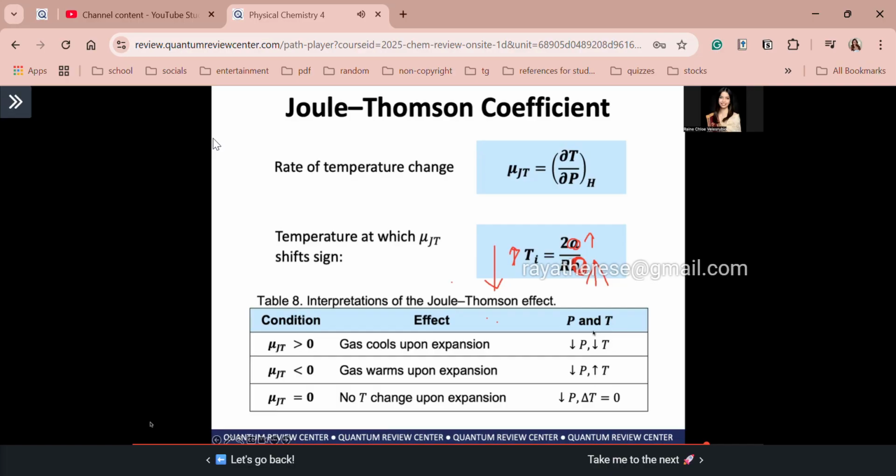Next, if mu JT is less than 0, the gas warms upon expansion. The conditions for that are low pressure and higher temperatures. And lastly, if mu JT is equal to 0, there is no temperature change upon expansion. Thus, as we decrease the pressure, there is no change in T.